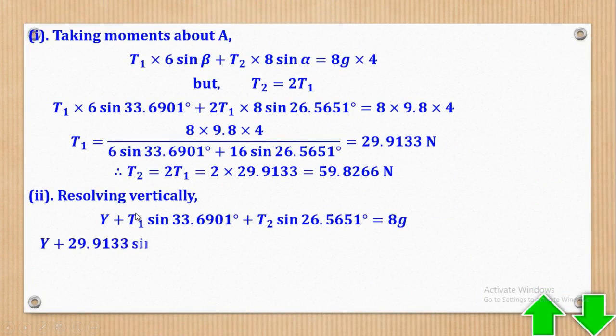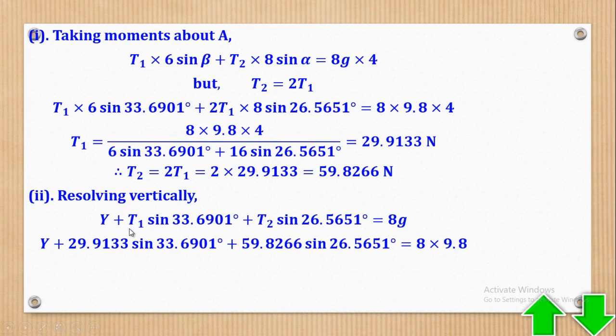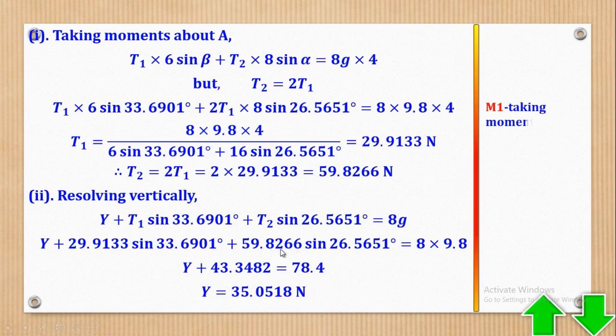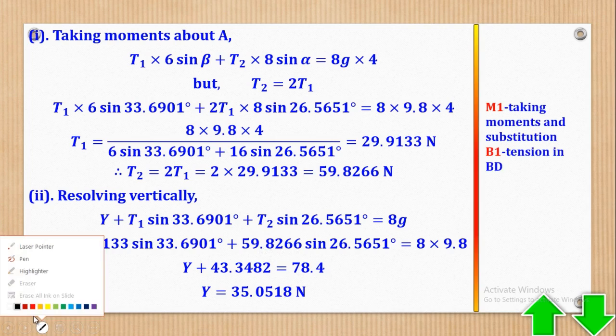Next is to substitute for G and T1 and also T2, so that we have only y, which is the only unknown, and in the end I'll come up with y equal to 35.0518 newtons. Before we go to the next slide, let's see how marks can be awarded for this slide.